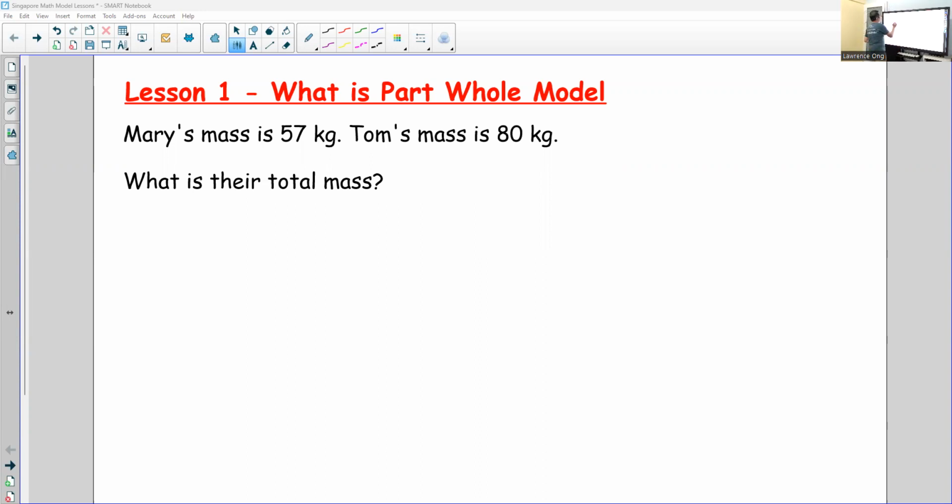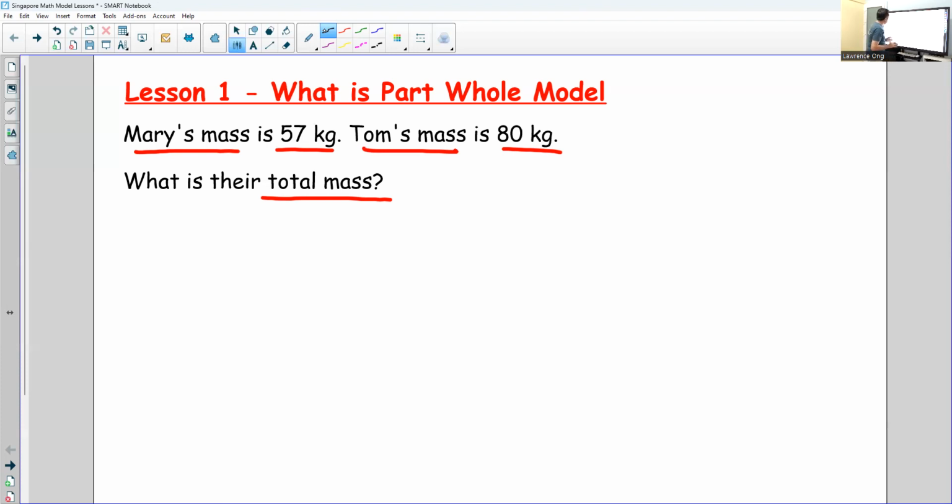Now, Mary's mass is 57 kilogram, and Tom's mass is 80 kilogram. So what is their total mass? How do we draw this problem into a model? There are some essential elements of model drawing that we need to understand. Without these important elements, our model drawing is not clear, and you wouldn't be able to use the model to solve it, because the essential elements are not inside. So what are those important elements?